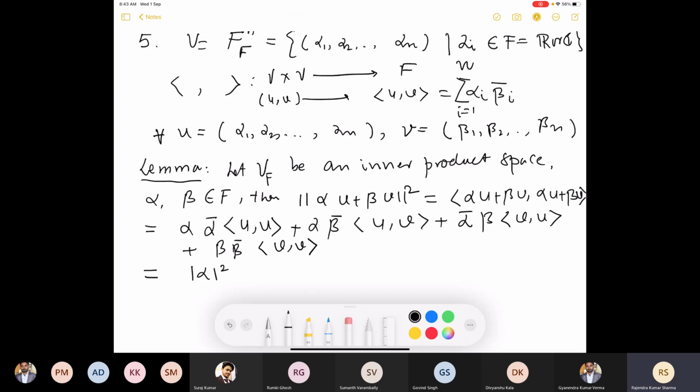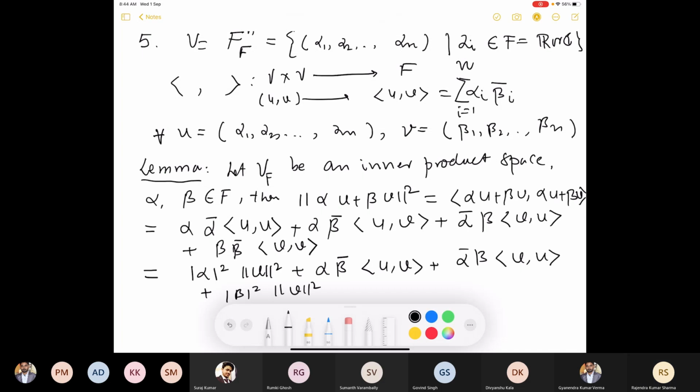which is the same as, if you can see, mod alpha squared, because alpha is a complex number, norm of u squared, plus alpha beta bar u comma v, plus alpha bar beta v comma u, plus mod beta squared norm of v squared. You can also see that these two terms are also interesting, in that they are conjugates of each other. But anyway, let us prove this.